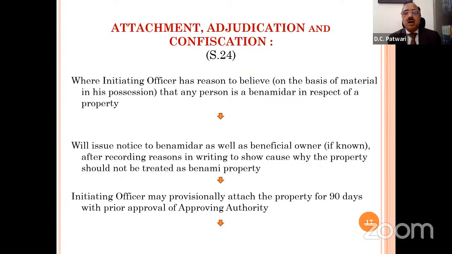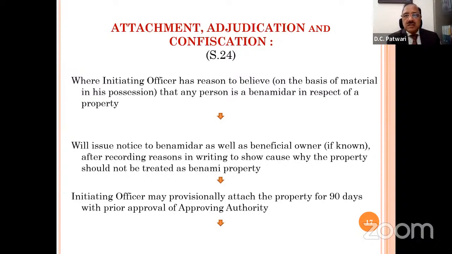Then how the attachment and confiscation goes, the brief description of that is here under section 24. Wherever there is a belief that the person is a Benamidar or there is a Benami property or Benami transaction, the initiating officer can issue a notice and provisionally attach the property for 90 days.